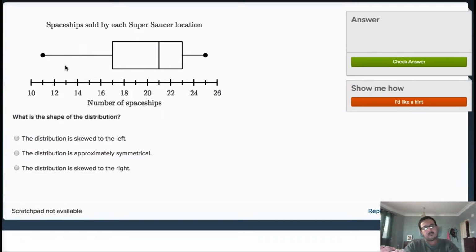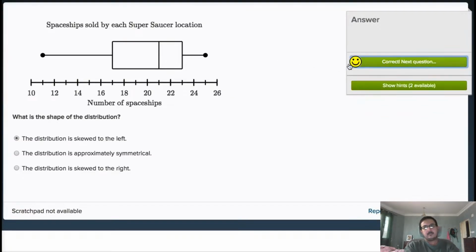And so this one, I feel pretty good about saying this is skewed to the left. It's definitely not symmetrical. If it was symmetrical, the median would be pretty close to the center. The box would be pretty centered. And it's not skewed to the right. If it was skewed to the right, you would have a tail to the right. This whisker would likely be much, much longer. And we're done.